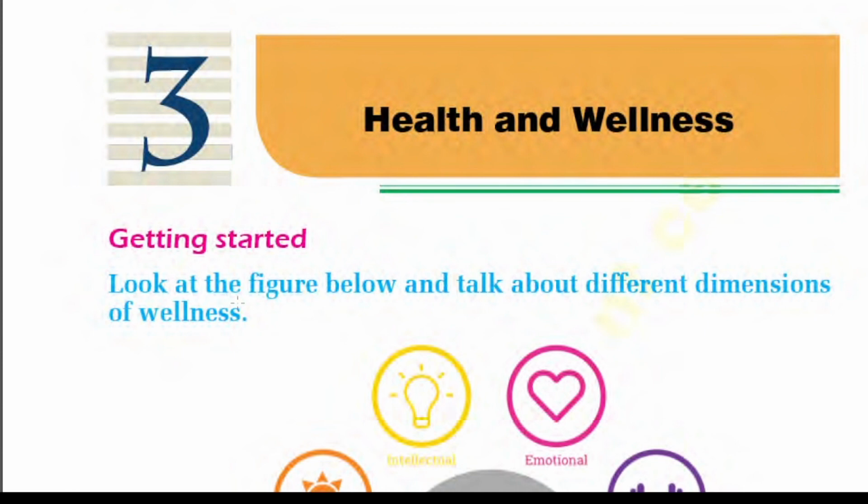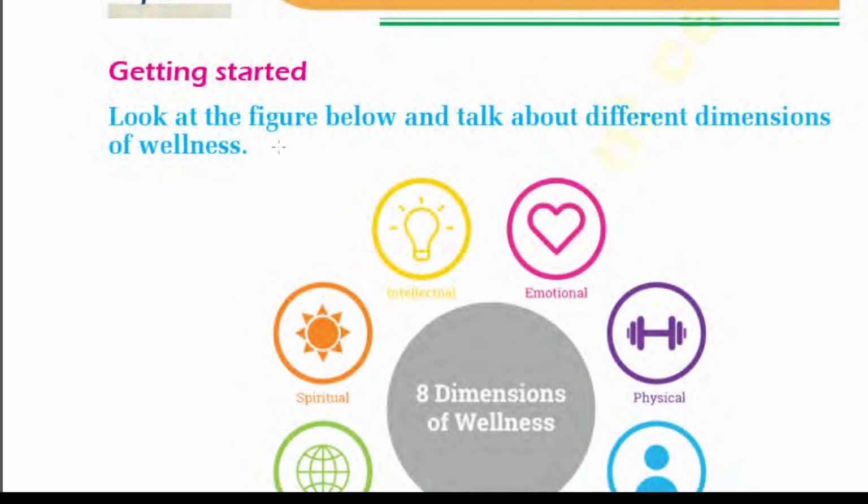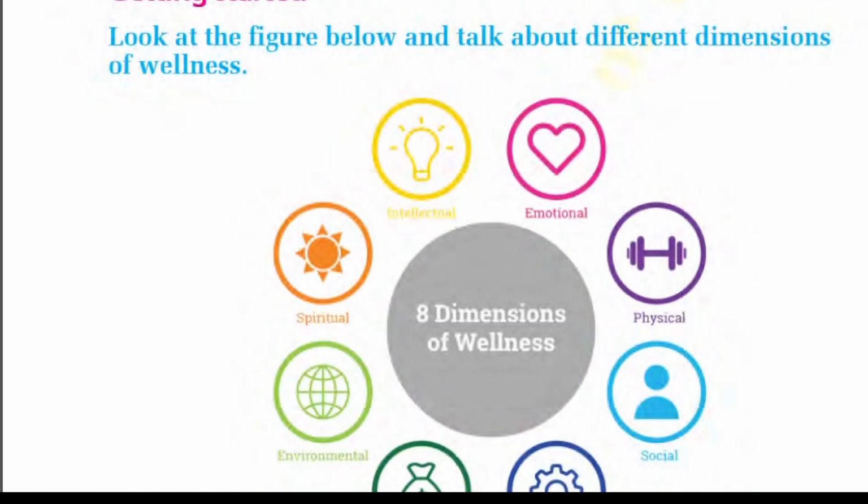Getting started, look at the figure below and talk about different dimensions of wellness. So, wellness refers to the overall state of being in good physical, mental, and emotional health. It goes beyond the absence of illness and encompasses holistic approaches to well-being. Wellness includes various aspects of an individual's life such as physical fitness, mental and emotional well-being, social connections, spiritual fulfillment, and overall life satisfaction. Now let's talk about the figure.